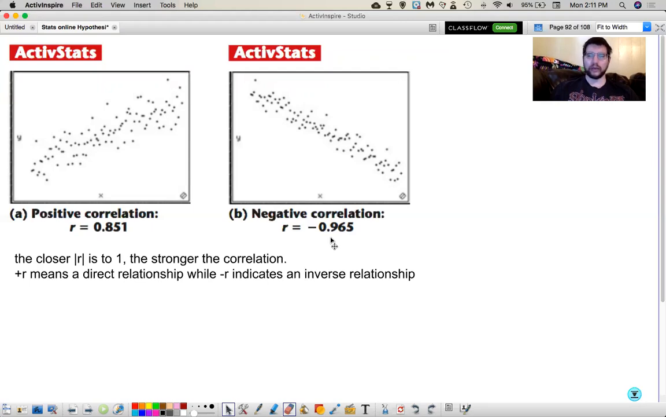The closer it is to 1, the higher the correlation. If it's 0, there's absolutely no correlation whatsoever. But a -1 and a +1 are the strongest two correlations. If it's positive, they're directly related. So as one goes up, the other goes up. If it's negative, they're inversely related. As one goes up, the other goes down.